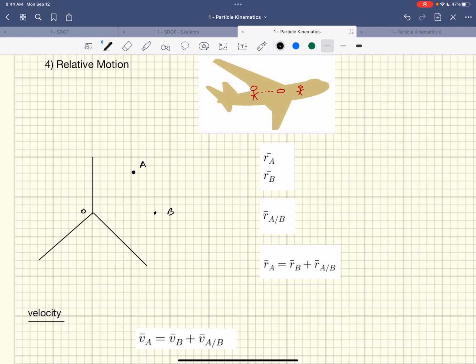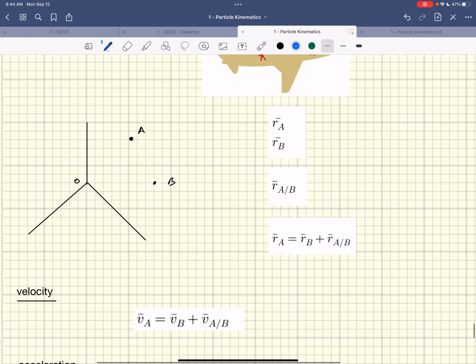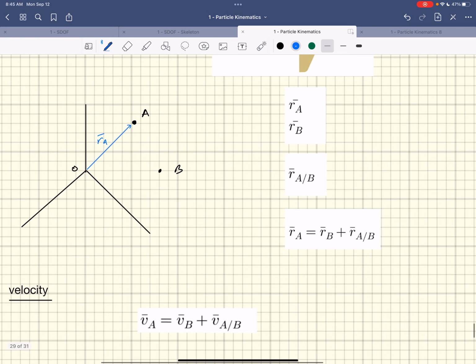So right here, let's define this. Let's come up with some equations to define this stuff. If I'm talking about the position of A, I can go right to it, and I'll call that RA, the position of A. I can also define the position of A by going through B. I can go to B first, RB, and then I can go from B to A.